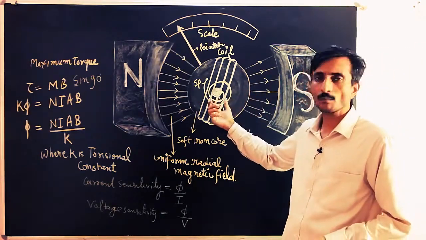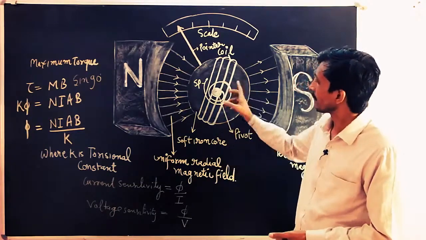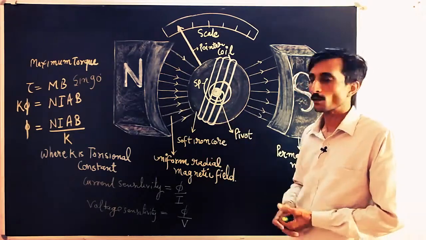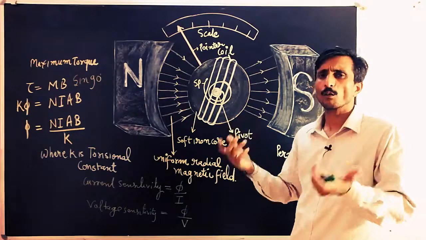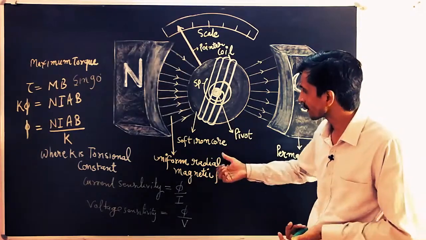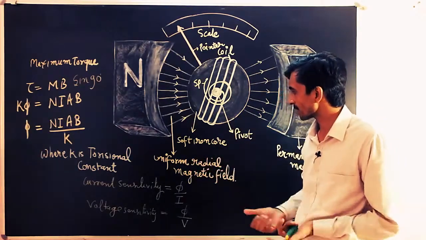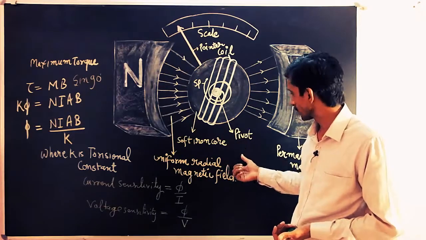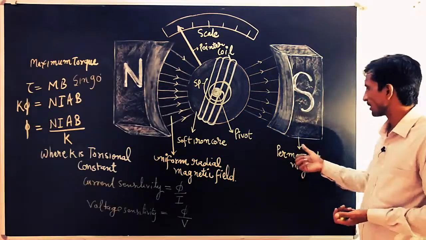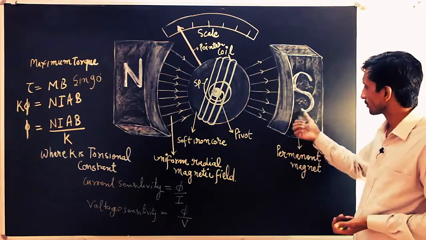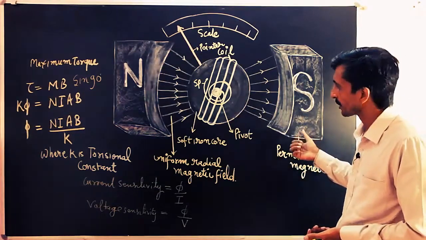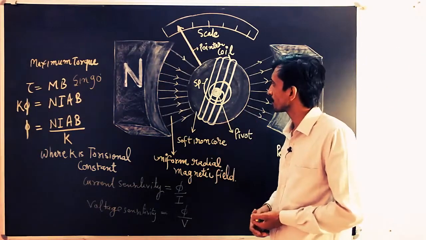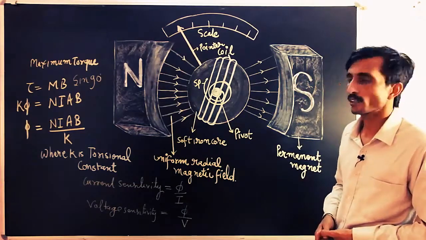And why is the magnetic field radial? It is to develop maximum torque on the coil. Why is the soft iron core used? It has low retentivity, so it is easily magnetized and demagnetized. This is a permanent magnet because we need a long life for this, so it is made of stainless steel. And these are the simple definitions based on the moving coil galvanometer.